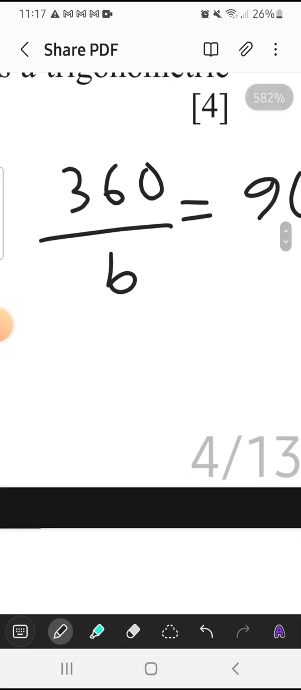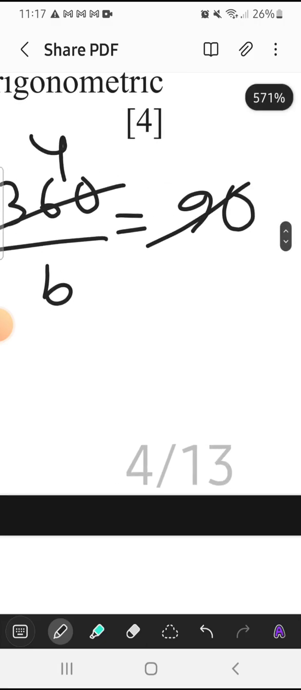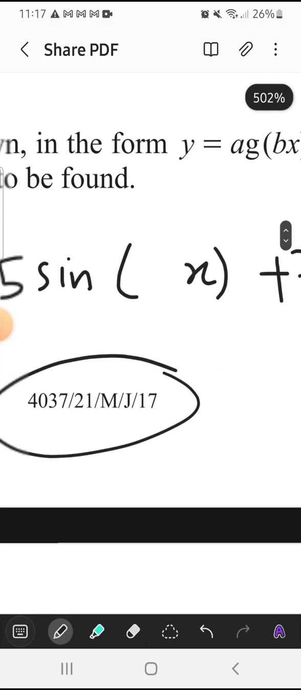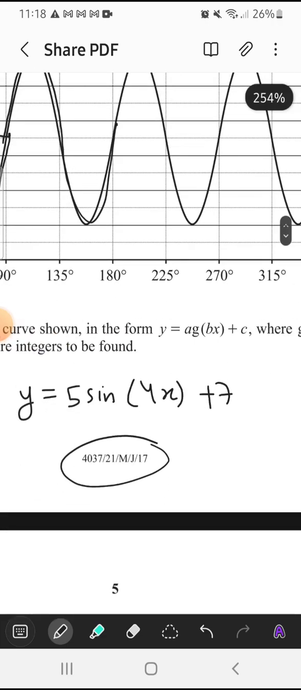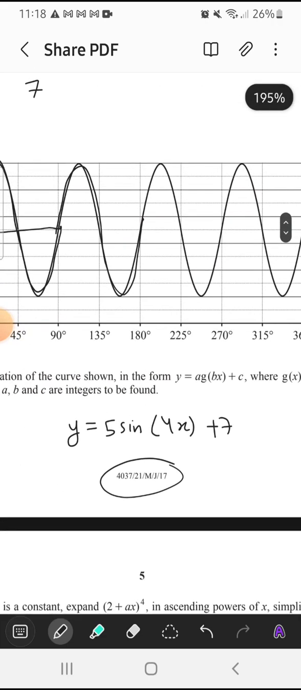So this thing becomes 4, b equals 4, this little thing right here, so it's going to become the b of bx, 4x. So it's going to be y equals 5 sine 4x plus 7.